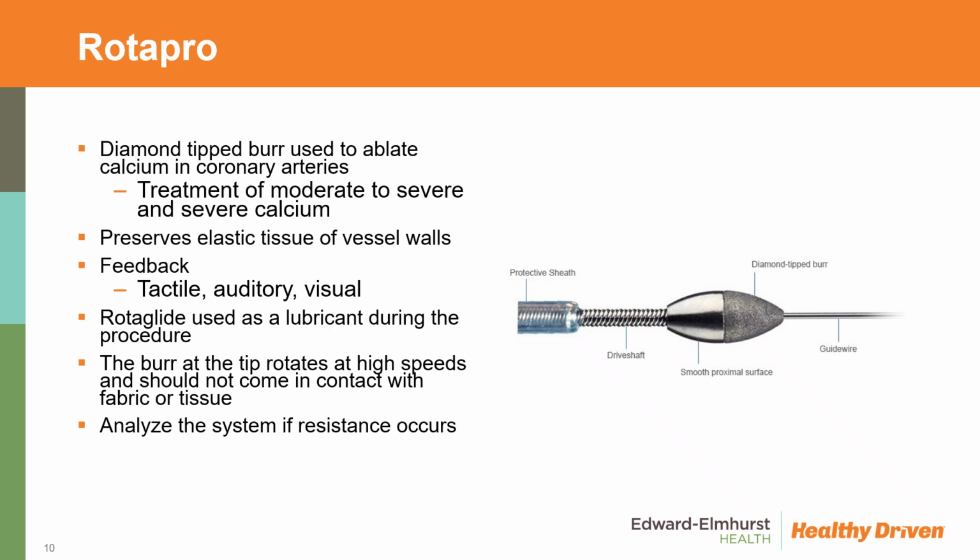Rotoglide is used as a lubricant during the procedure, and the burr at the tip rotates at high speeds and should not come in contact with fabric or tissue. So like anything on the sterile field, all those towels, you really want to keep that off those towels if you can. And you want to analyze the system if resistance occurs.